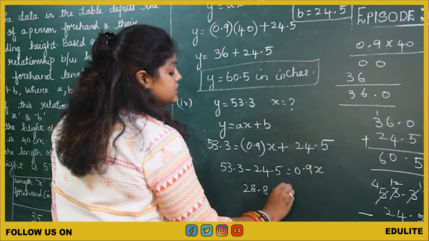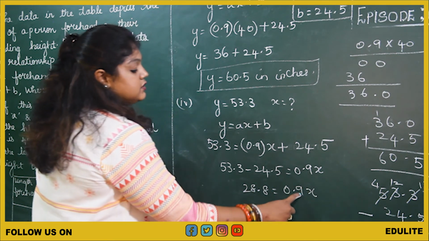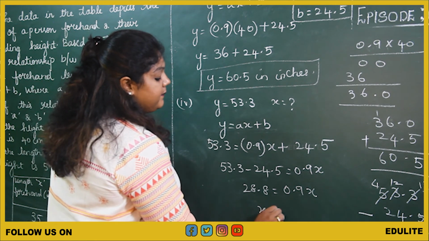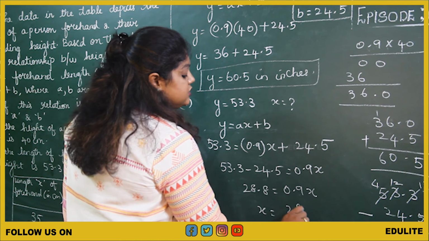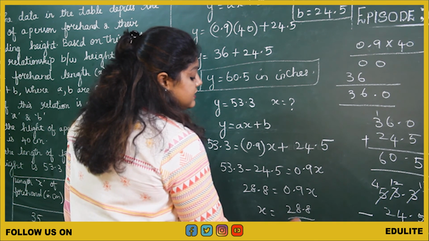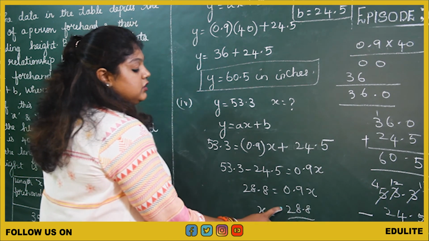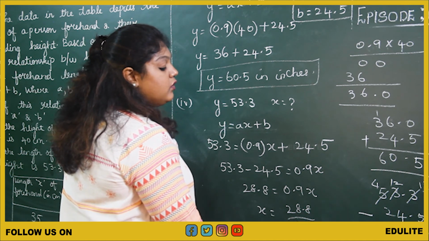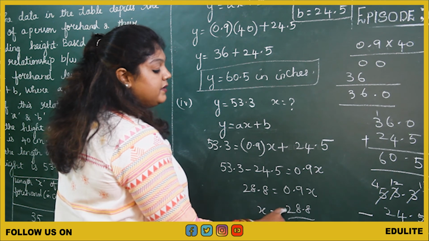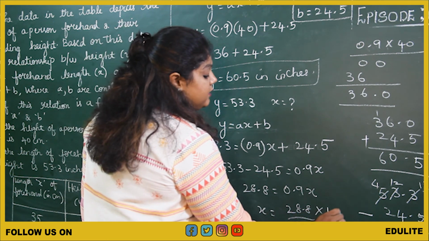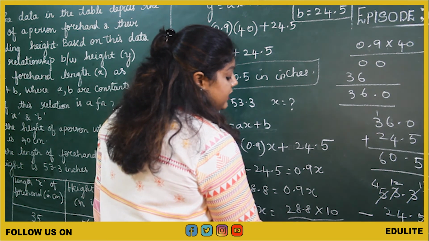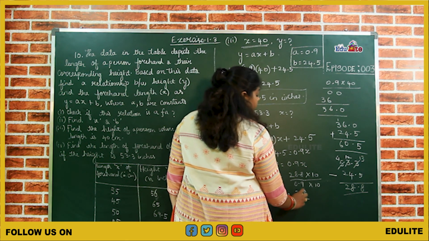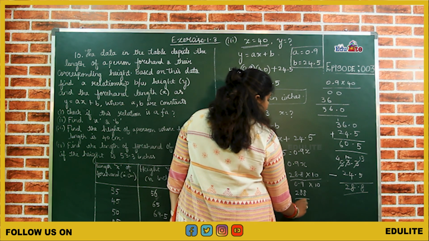28.8 equals 0.9x. So, we bring 0.9 to the other side, to the denominator. We rewrite it as x equals 28.8 by 0.9. In both numerator and denominator, there is only one number after the decimal. So, we can multiply by 10 to the numerator and the denominator. 28.8 into 10 becomes 288, and 0.9 into 10 becomes 9.